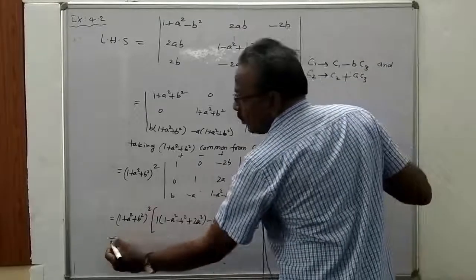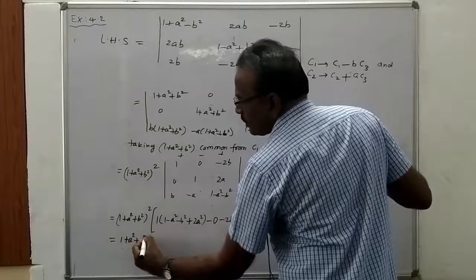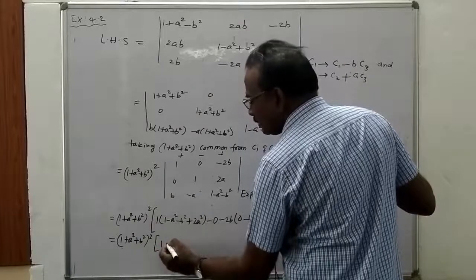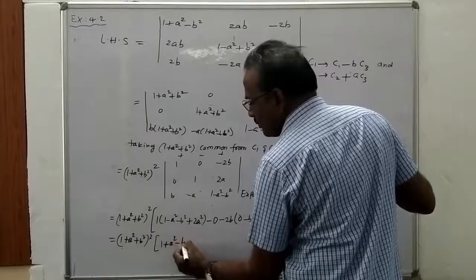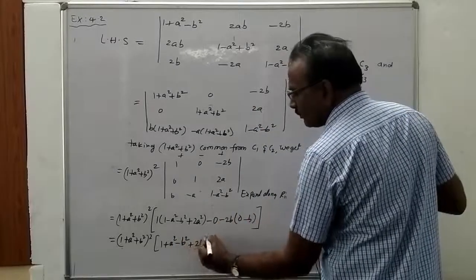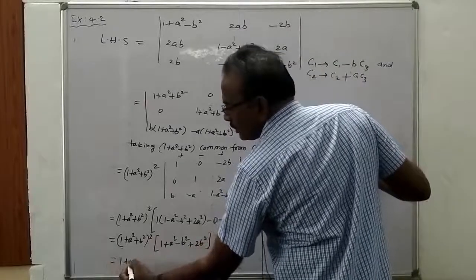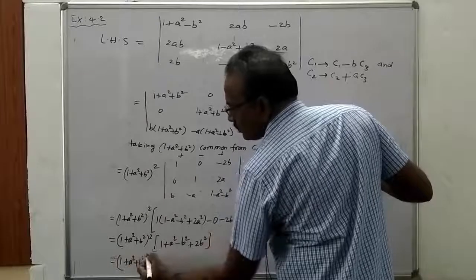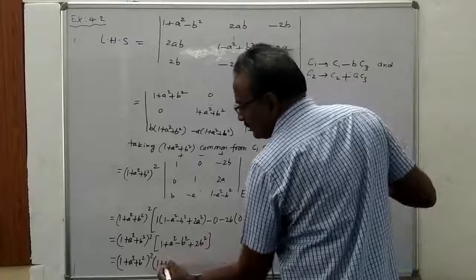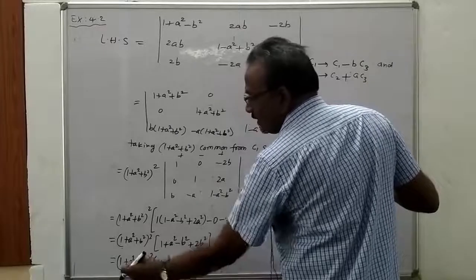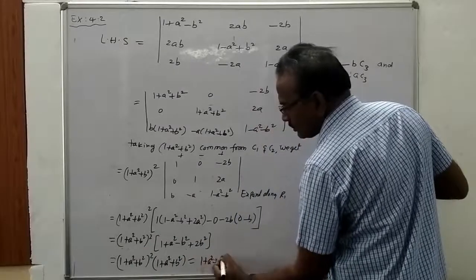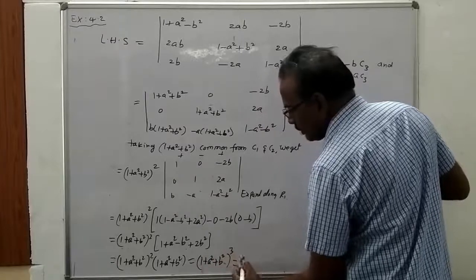So that is 1 plus a square plus b square whole square into 1 minus a square plus 2a square is plus a square minus b square, 0 minus into minus plus 2b square, that is 1 plus a square plus b square whole square into 1 plus a square minus b square plus 2b square is plus b square, that is 1 plus a square plus b square. So 1 plus a square plus b square whole square into 1 plus a square plus b square is 1 plus a square plus b square whole cube, that is RHS.